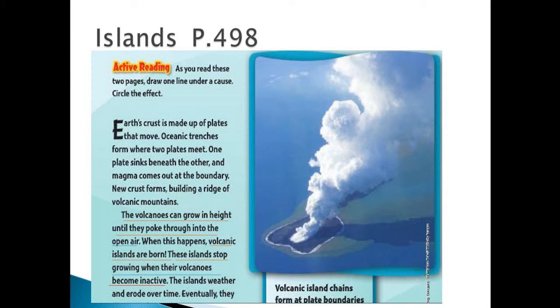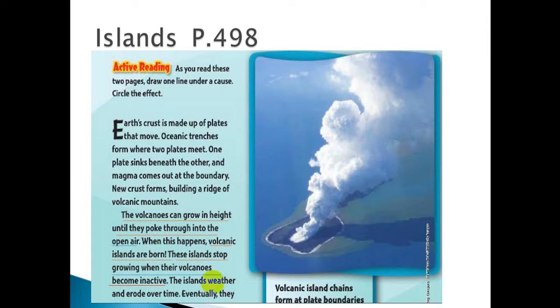So volcanoes can grow in height until they poke through into the open air. Underwater volcanoes, when they go out to the surface of the water, sometimes magma goes out and cools down and forms new land, or an island. So the volcanoes can grow in height until they poke through into the open air, and when this happens, volcanic islands are born. So the first kind of island that we spoke about is the volcanic island.